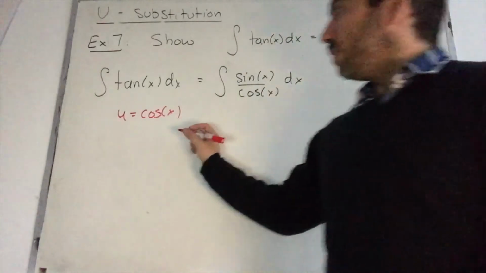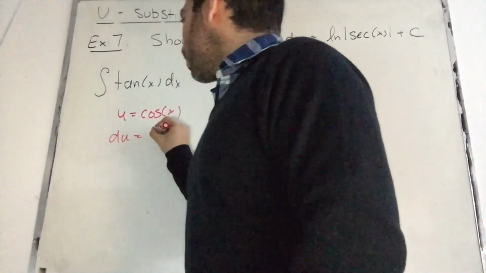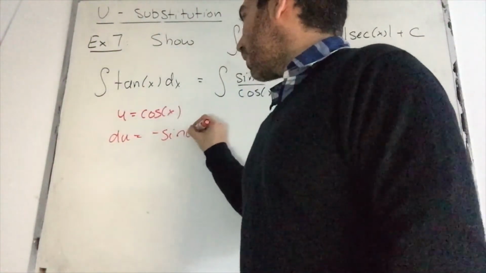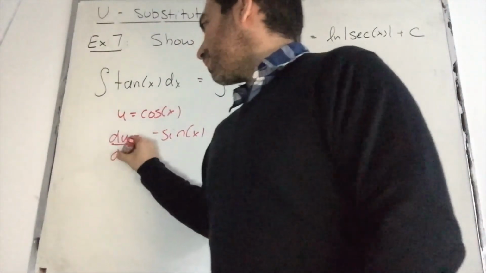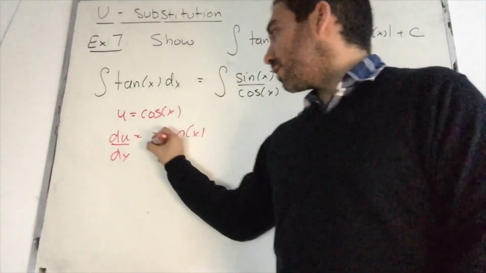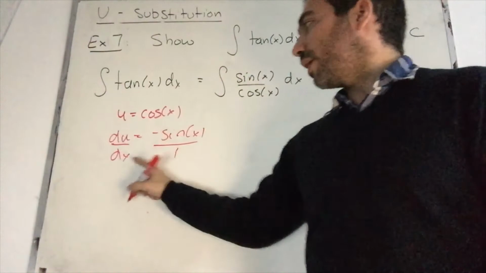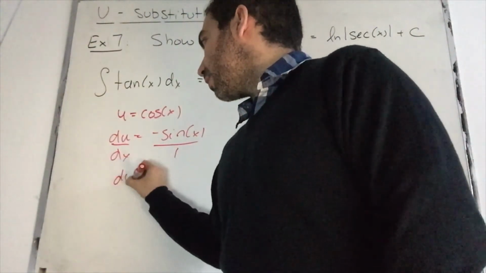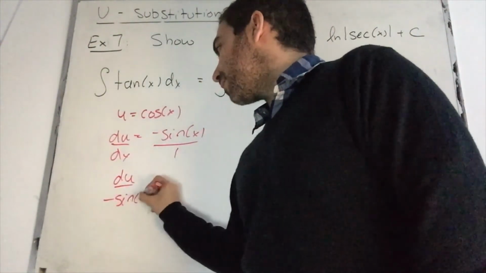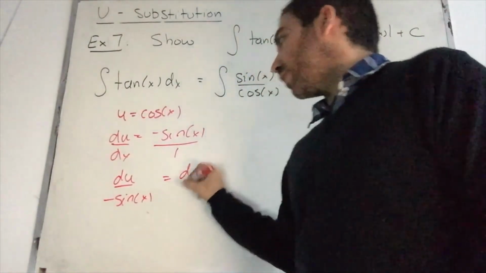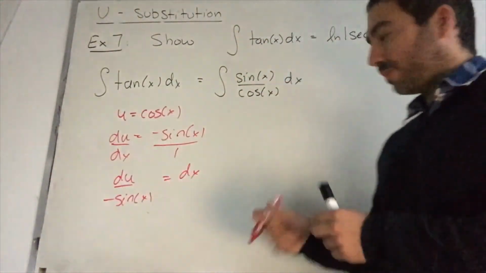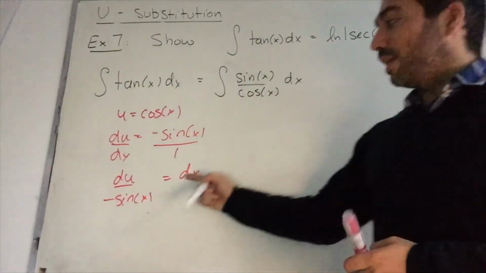So here, let u equal cos of x. Take the derivative: du over dx equals negative sine of x. Cross multiplying to get dx, think of this as over 1. We cross multiply, isolate for dx, and you get du divided by negative sine of x. Right, so our sine of x is on the bottom. Now we make the appropriate substitution.